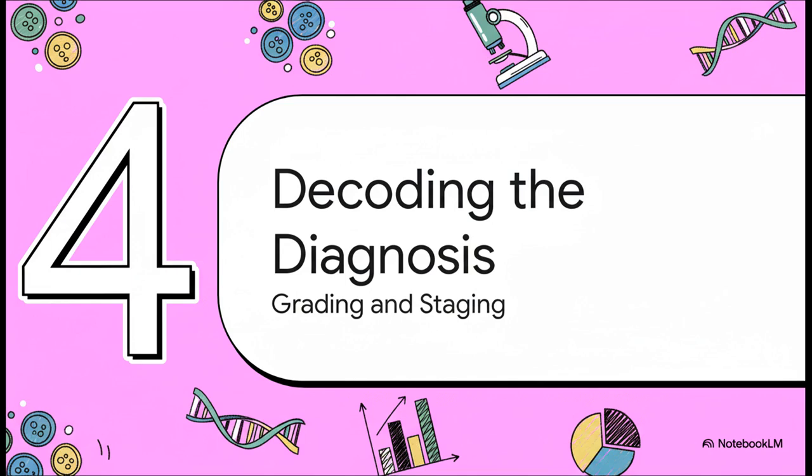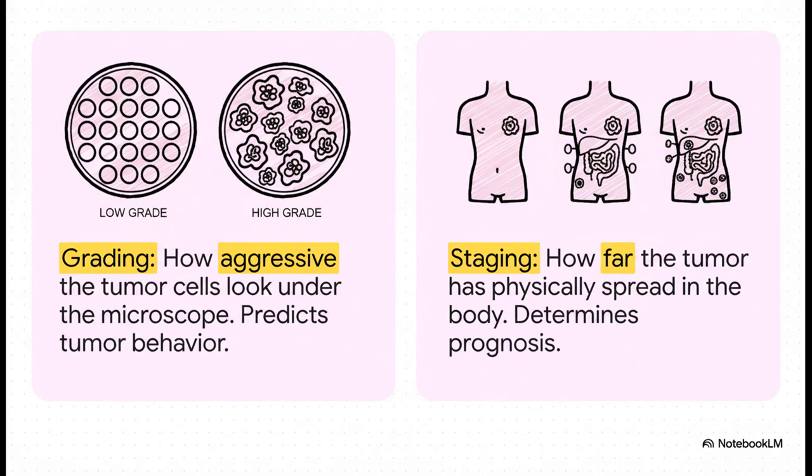Okay, so after gathering all of the evidence, from how the cells look under the microscope to their unique molecular fingerprints, the final step is to put it all together into a comprehensive verdict. And this isn't just a label, it's a detailed report that's going to guide the patient's entire course of treatment. Two of the most important concepts here are grading and staging, and it's really important to know the difference.